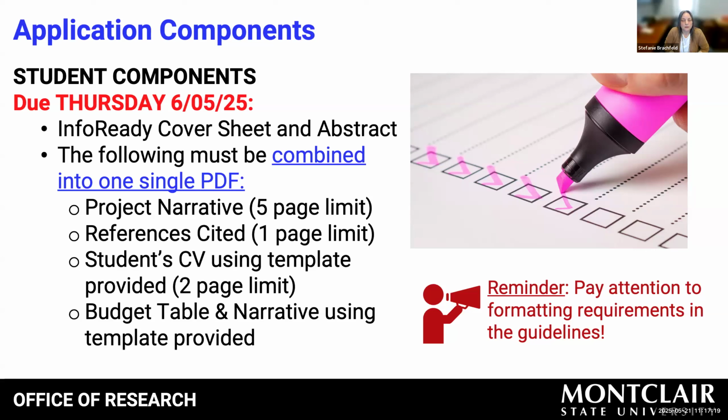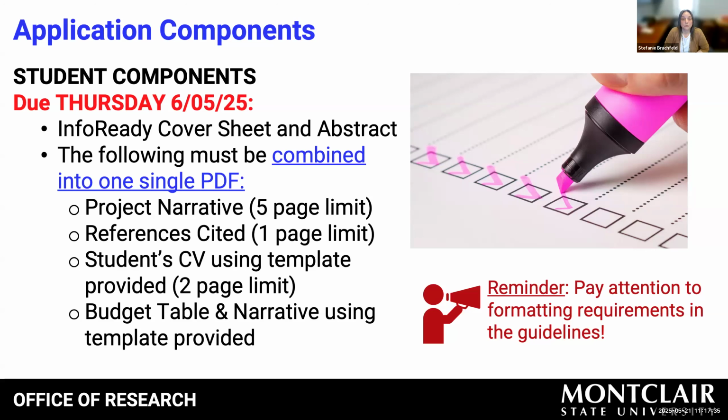Okay. We're giving you 1 page maximum for references cited. So that'll be a separate page. Your project narrative is limited to 5 pages total, right? But references don't count against that, so that gets its own separate page.